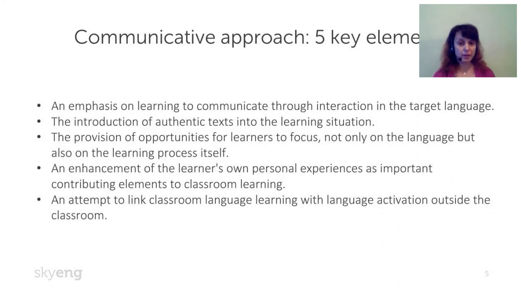So there are 5 key elements of communicative approach. The first one is interaction. The main point of learning is interacting. So interaction is a goal and a means of learning. Authentic texts, something that people use in real life, are used in learning situations in this approach. Focusing not only on the language, but on the learning process itself, so learners become more autonomous, more independent, and more involved in their own learning.